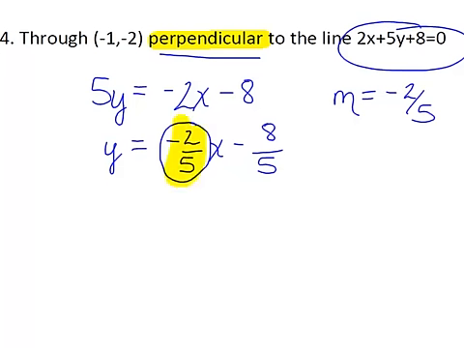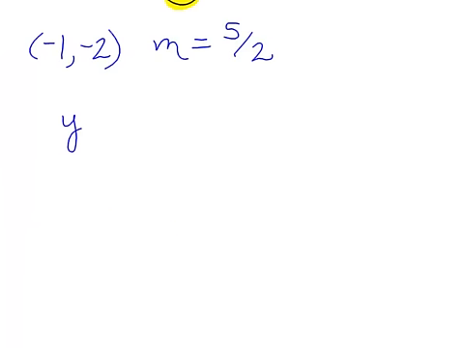So I have the point that it goes through, (-1, -2). That's my x and my y. And the slope of my line is going to be the negative reciprocal of this line. So instead of -2 over 5, it will be a positive 5 over 2. And now we're ready to get to work. So I will have y minus the y from my point, which happens to be a negative 2. That's going to equal the slope times x minus the x from my point.